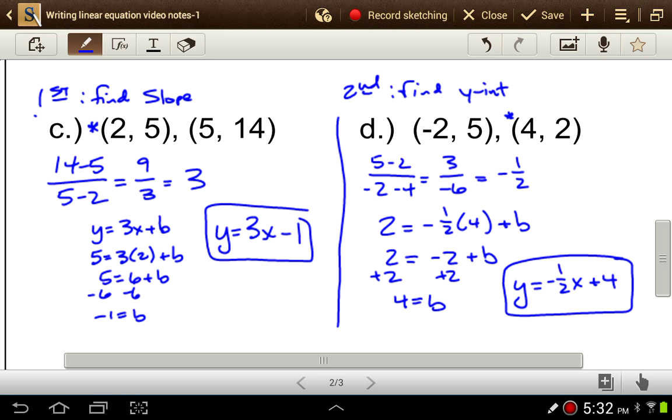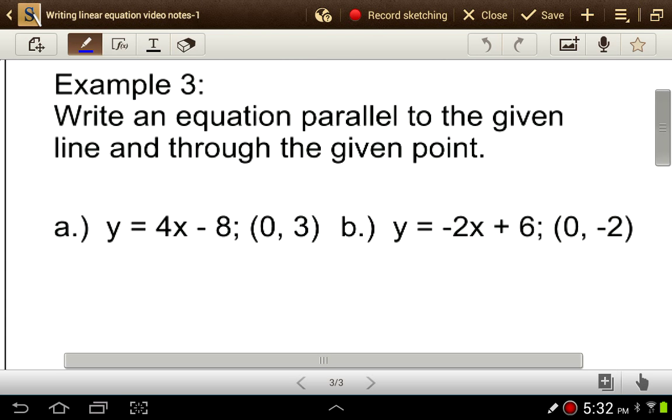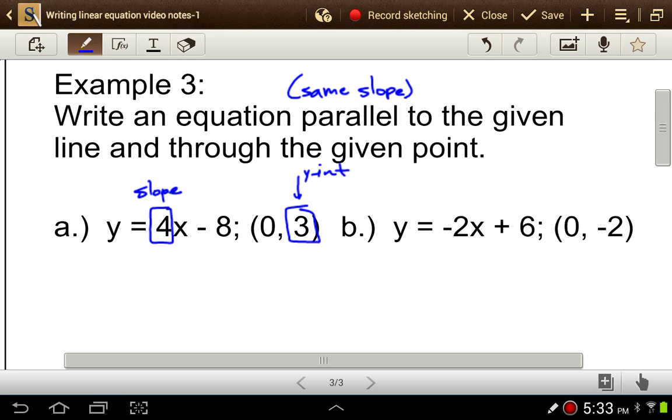Alright, now let's move on to our last two examples. Okay. First one, write an equation parallel to the given line through the given point. Now guys, all we care about when we're talking about parallel is the slope. Parallel lines have the same slope. Okay? So all we care about is the slope, and then the other point gives me my y-intercept. So there's my slope, there's my y-intercept. Y equals 4x plus 3.